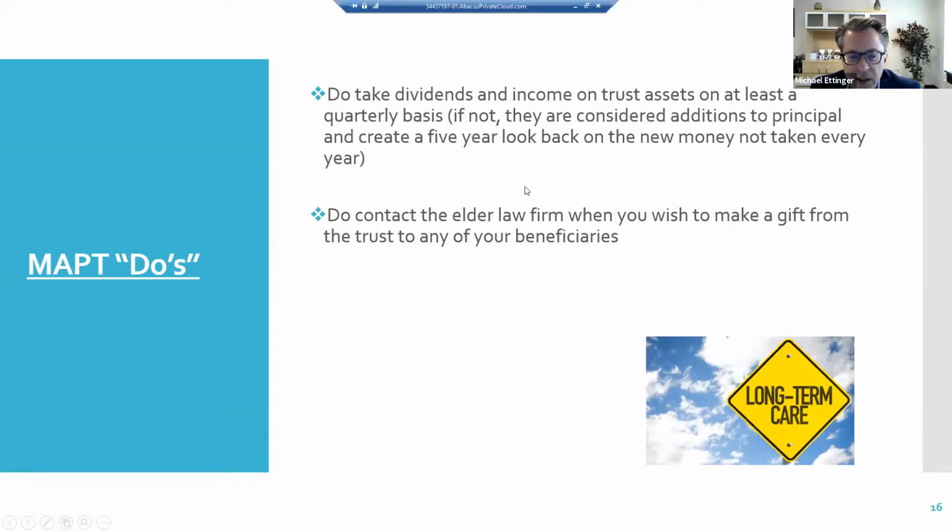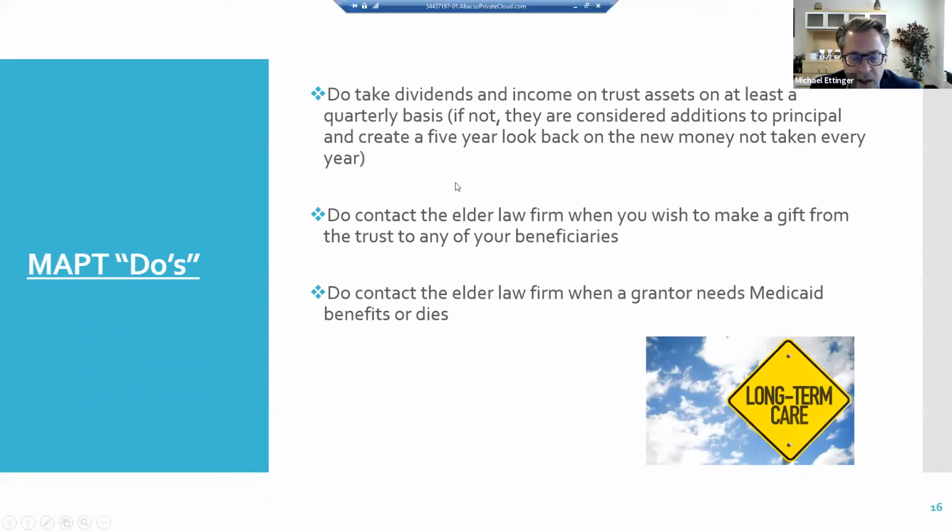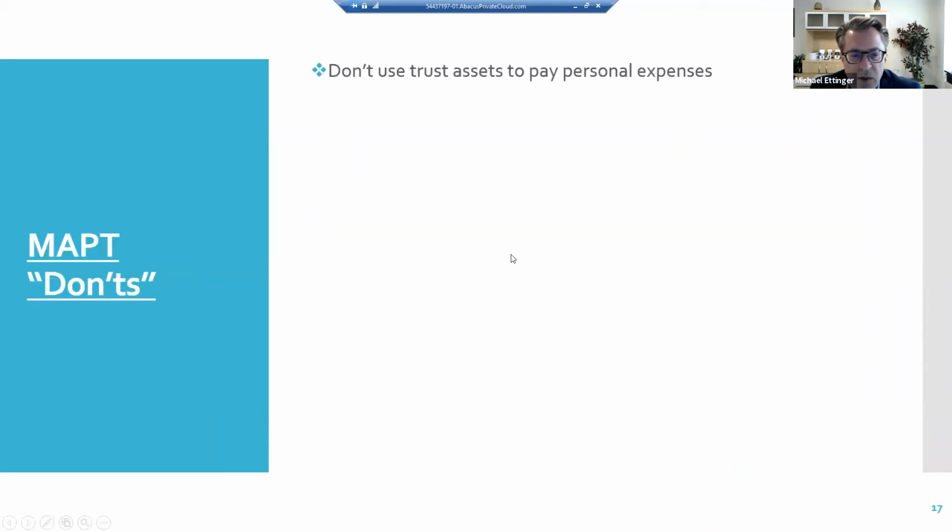Do contact us when you wish to make a gift from the trust to any of your beneficiaries. There's no limit on the gift. We just need to tell you how to prepare the letter. I hereby direct you, my trustee, to make a gift to so-and-so from my trust in the amount of such and such. Contact us if the grantor needs Medicaid benefits, either for home care or facility care, or when the grantor dies. There's some don'ts.